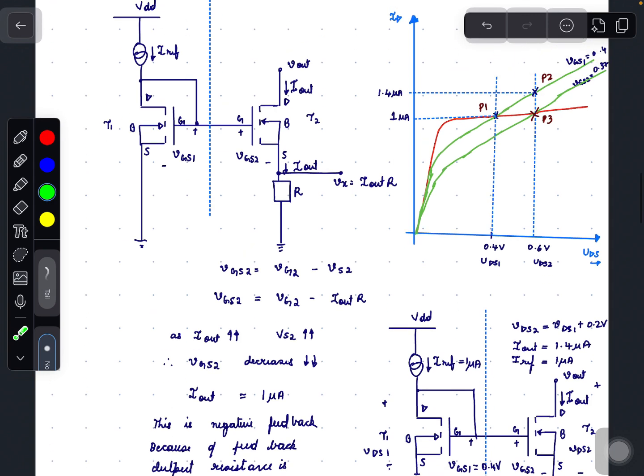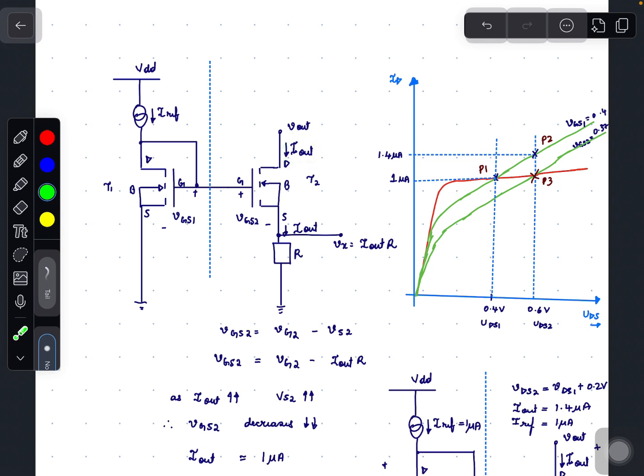So by using a resistor, it acts like a negative feedback and it increases the output resistance. Hence, the transfer characteristics look more or less flat when we increase the output resistance. This is called a current sink and not a current mirror, because VGS1 is not equal to VGS2.